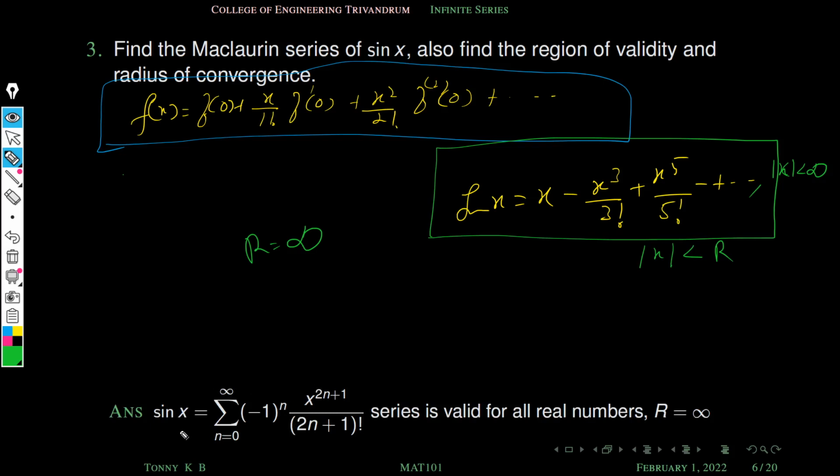Yes, so this is the series expansion of sin x. This is the compact form of this infinite series: sigma n equal to 0 to infinity, minus 1 raised to n into x raised to 2n plus 1 by 2n plus 1 factorial. x raised to 2n plus 1 means this power is always odd, right? When n equal to 0, this is 1, the first term. When n equal to 1, this is 3. Clear? And this series is valid for all real numbers. That means its interval of convergence is mod x less than infinity. That's why its radius of convergence is infinity. Clear?